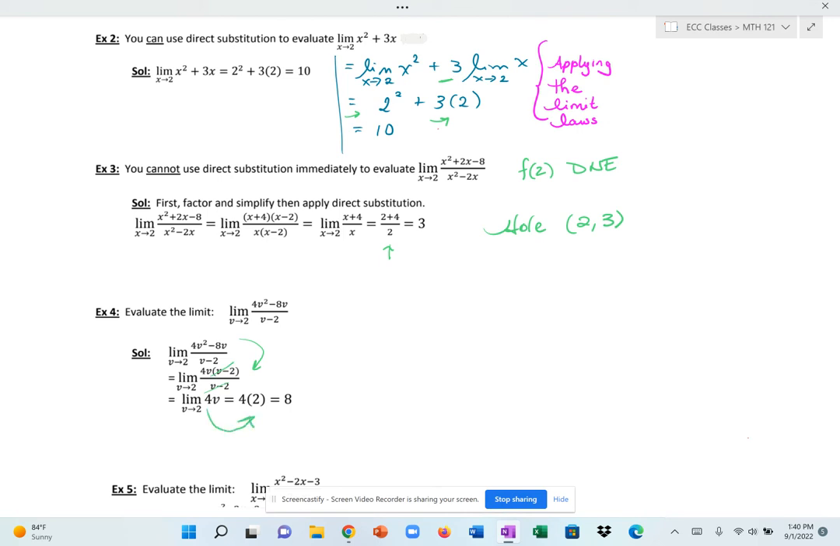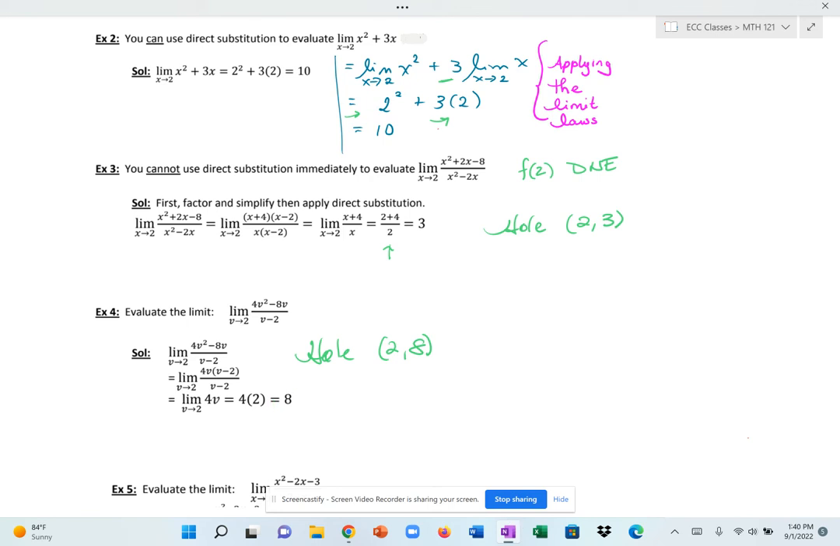Now you can plug in what v is approaching, which is 2, and again I get a limit value of 8. This one would also be one where there is a hole at the point (2, 8). 2 because that's what v is approaching, 8 because that is the value of the function, or what the function is getting close to as v gets close to 2.